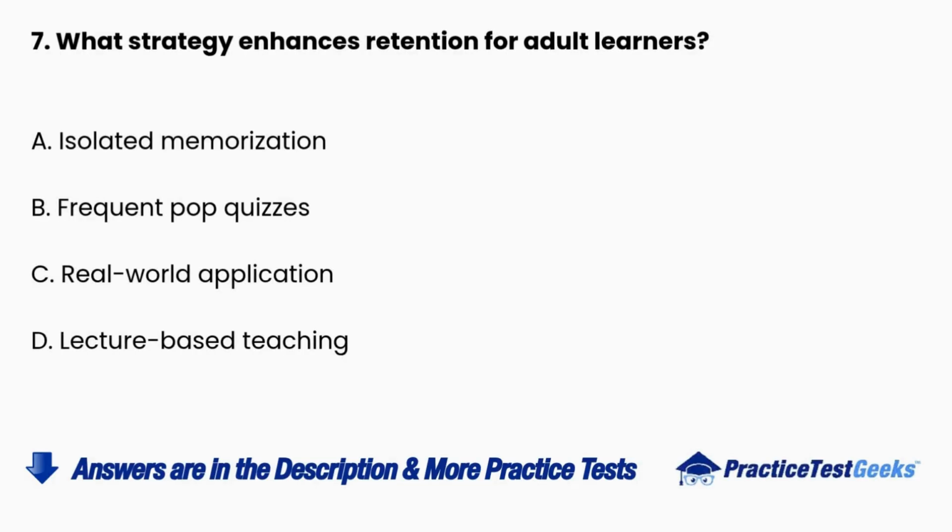7. What strategy enhances retention for adult learners? A. Isolated memorization. B. Frequent pop quizzes. C. Real-world application. D. Lecture-based teaching.